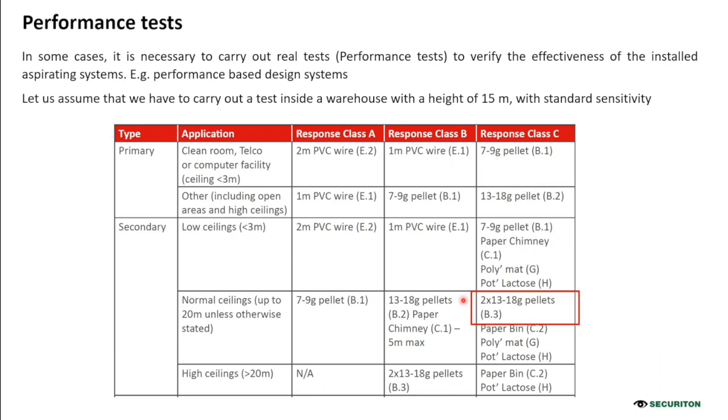So now we show you an example of a real fire test that has been done in an installation in a warehouse with ceiling protection at a height of 15 meters with standard sensitivity. You see this in this chart from the FIA Code of Practice. This is ceiling protection and standard classes. So you see there are different types of test. In this case, we do this test with pellets. So here I specify the quantity of the pellets.